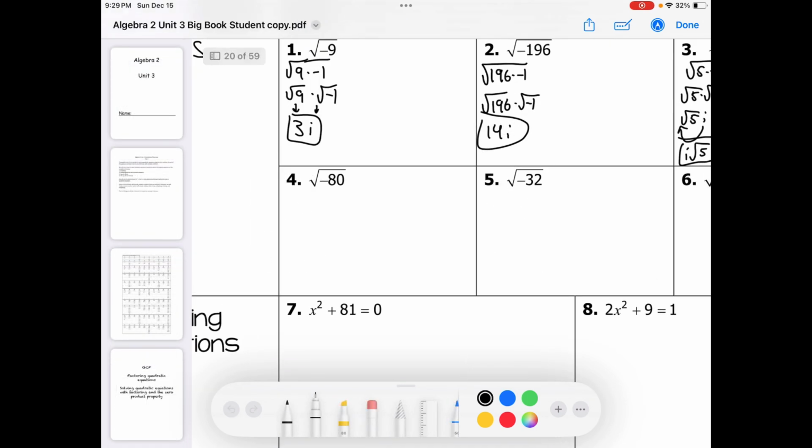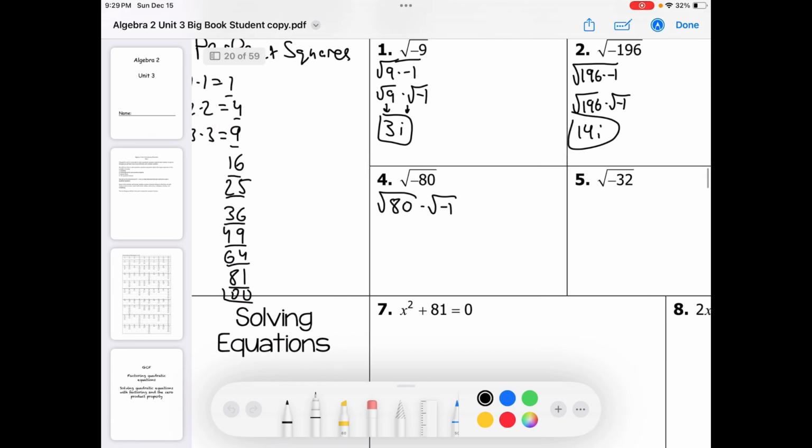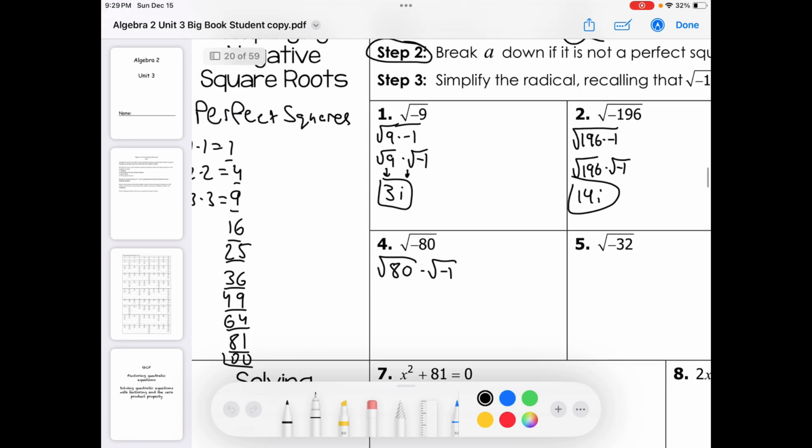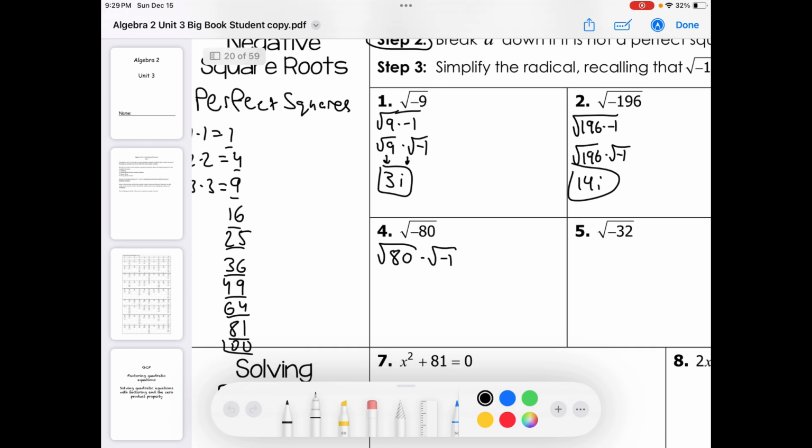Okay, so number 4, we have the square root of negative 80, which we're going to start by turning into the square root of 80 and the square root of negative 1. Now 80 is not a perfect number like the ones we've been working with on the past ones. It's not one of these numbers you can get by multiplying the same number times itself. So what we need to do is see, can we divide 80 by one of these numbers in order to break it down? So we could divide 80 by 4 and get 20. So we could break it down into the square root of 4 and the square root of 20, which would help us break it down.